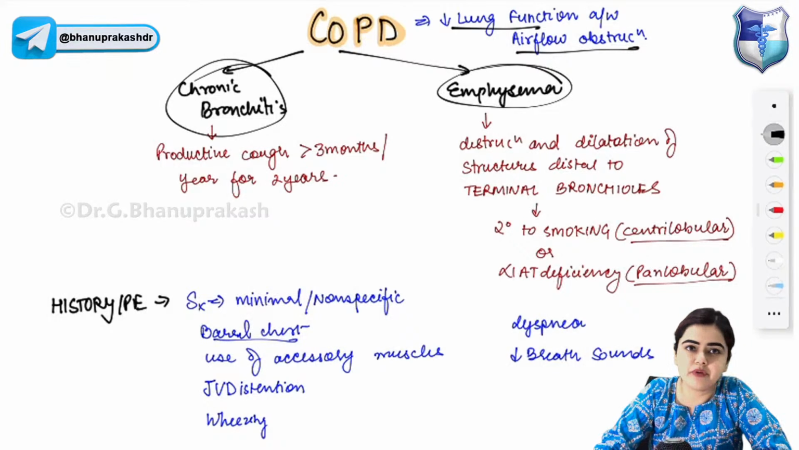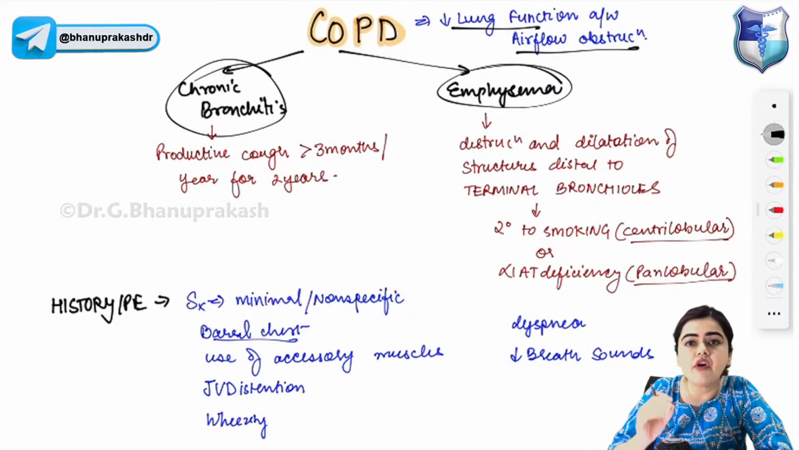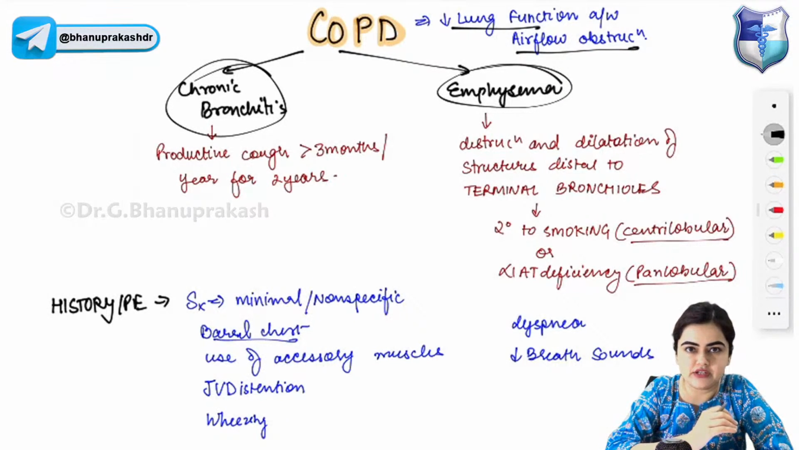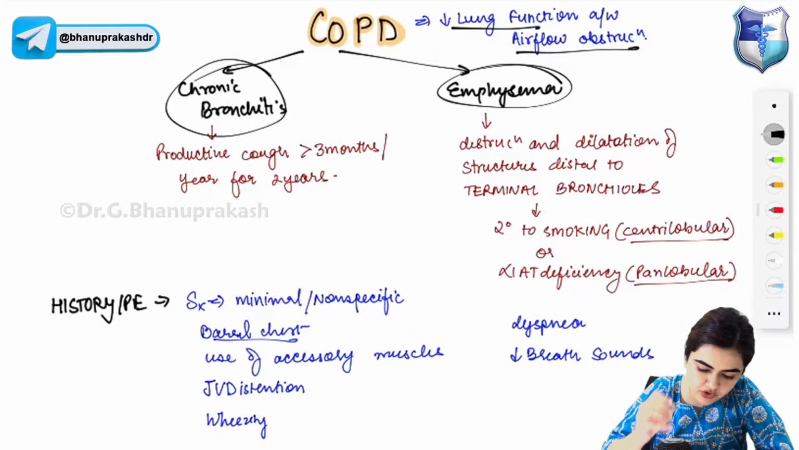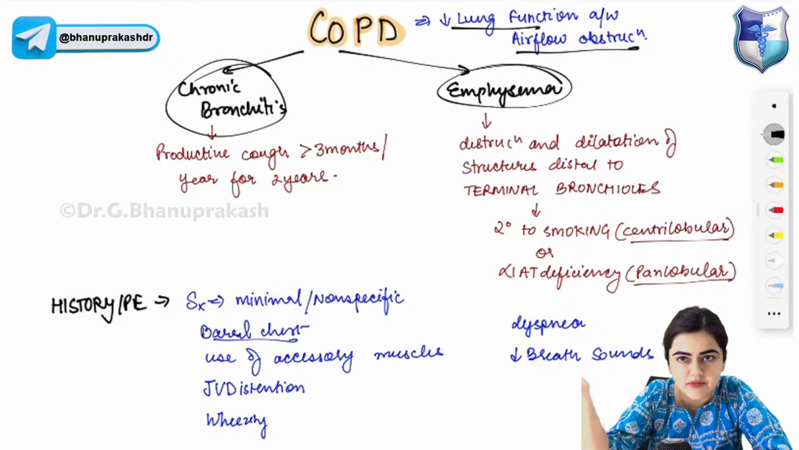So, chronic obstructive pulmonary disease is characterized by decrease in lung function associated with airway obstruction, and this can be divided into two major subtypes, that is chronic bronchitis and emphysema. What is the definition of chronic bronchitis? Chronic bronchitis means there is productive cough for more than 3 months per year for 2 consecutive years. This is a clinical diagnosis. Please remember the definition.